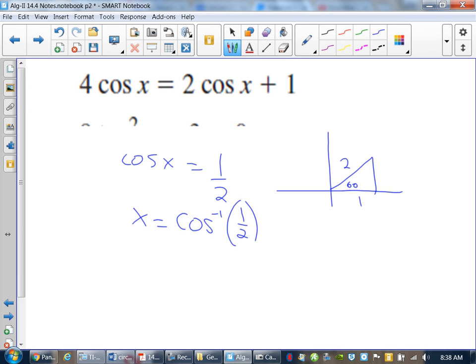So, where else is cosine positive? So it's positive in first, and it's positive in, correct. So that tells me that my answers are going to be pi over 3. And then if I move this down, it would be, take out a pi over 3 out of 6, there's going to be 5 pi over 3. You okay with that?